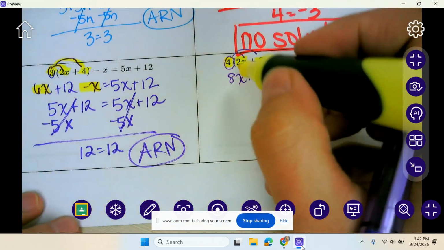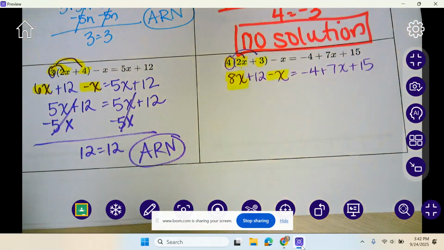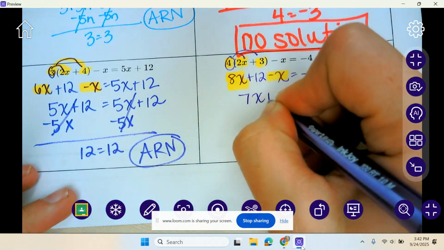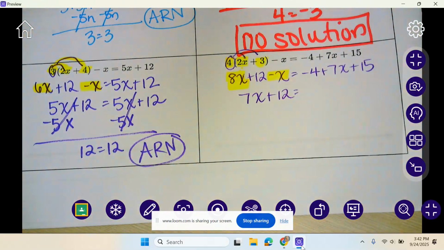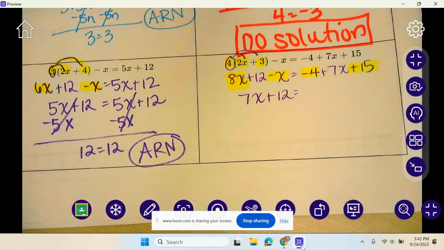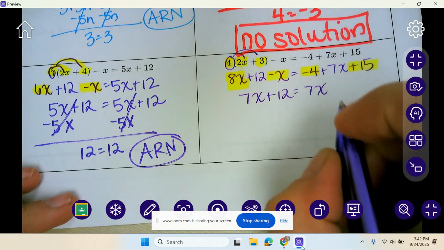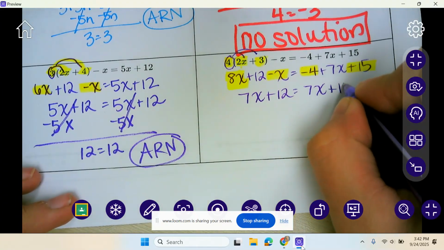Okay, combine like terms. So one side at a time. So left side, I have 8x minus x gives me a positive 7x. Okay, plus 12 stays the same. And then I have a negative 4 plus 15. 7x stays the same. When I combine these two, I get a positive 11.